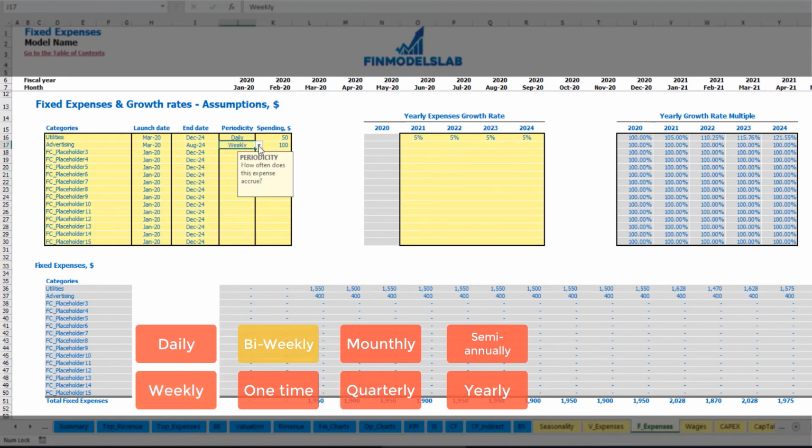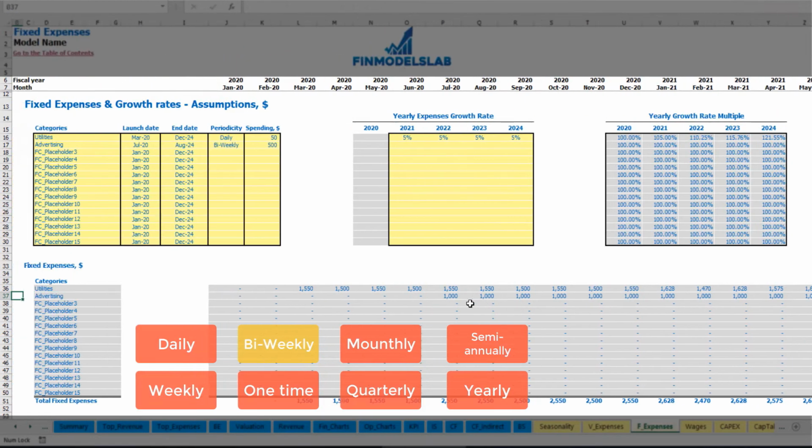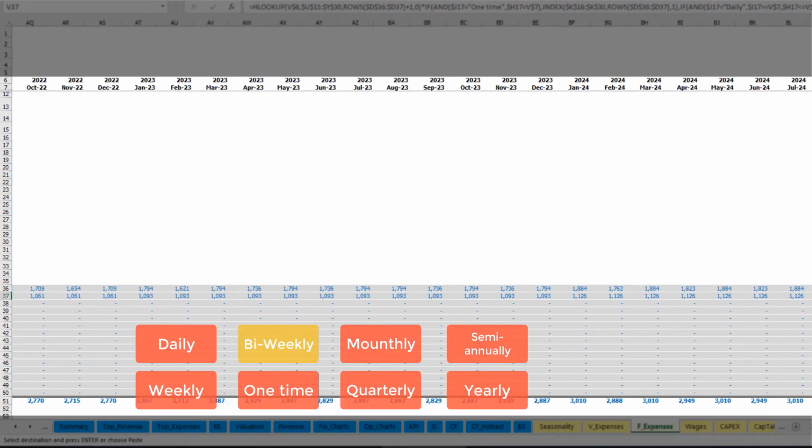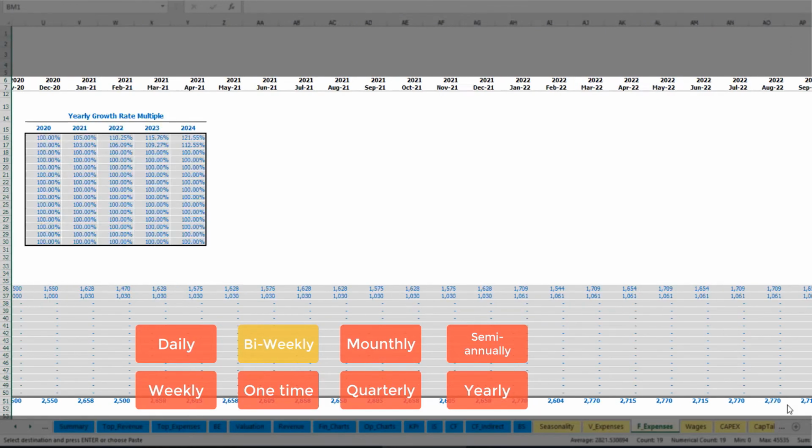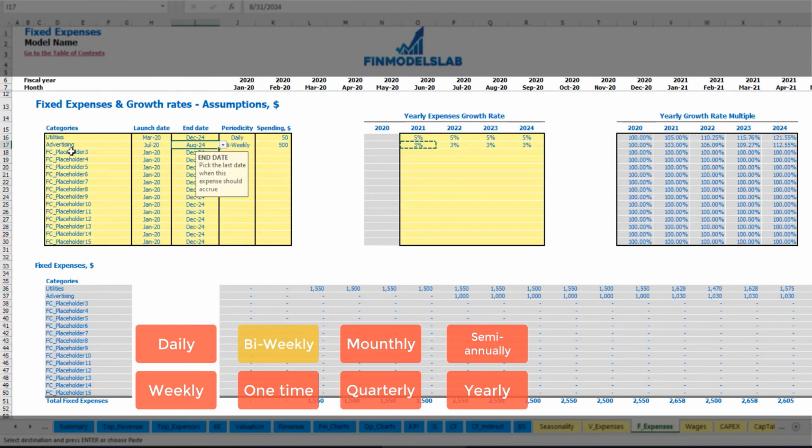And that's it. Another option is bi-weekly. For example, $500. You can start from July, for example, and you'll have 2 bi-weekly payments within the month, $500 multiplied by 2, you have $1,000 per month. Again, you can input some growth rate and you will see that your advertising expenses will grow year over year till August 24, which is the last date of this expense type.